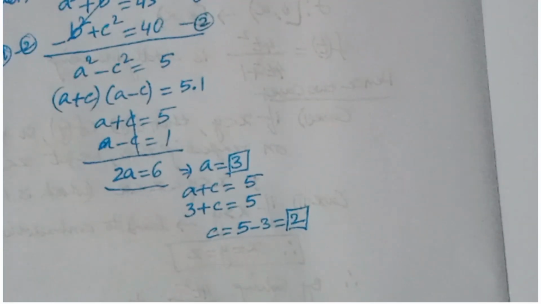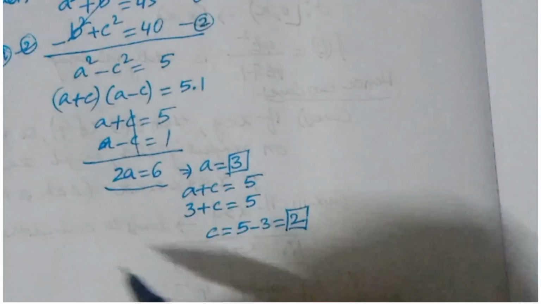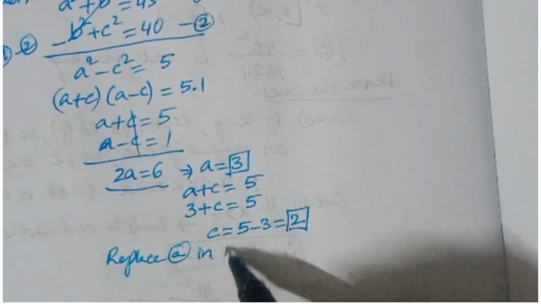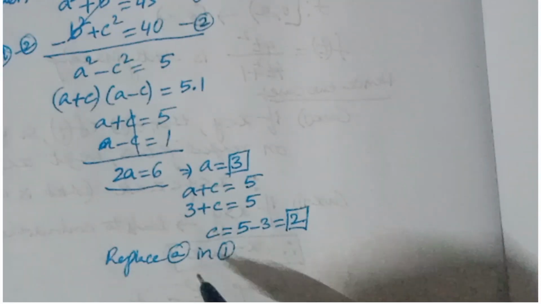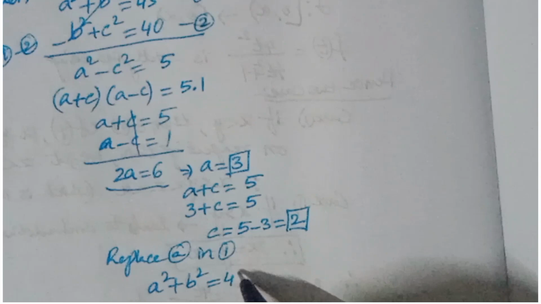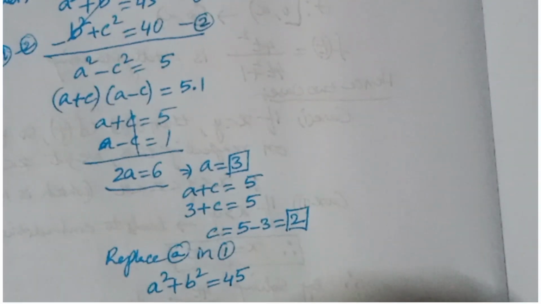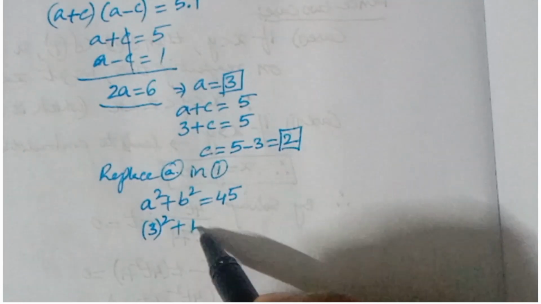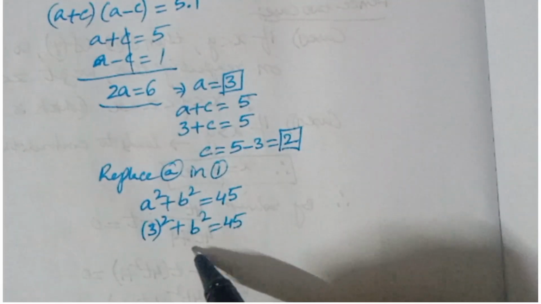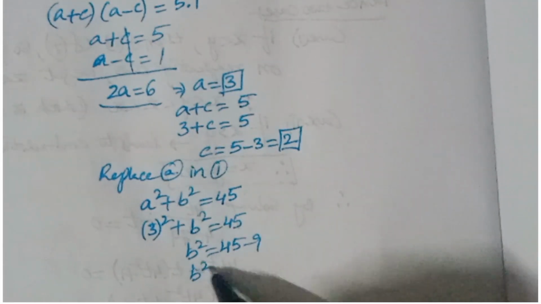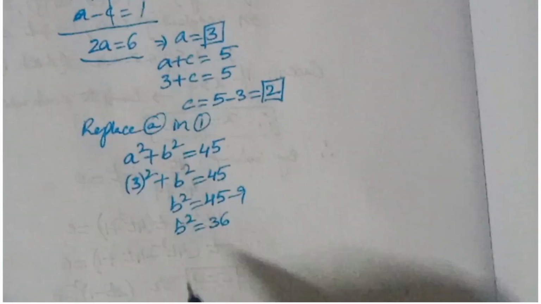Now you have to find B value. Replace A in equation 1. So a square plus b square is equal to 45. So you are replacing a value. A value is 3. 3 square plus b square is equal to 45. B square is equal to 45 minus 9. B square is equal to 36.